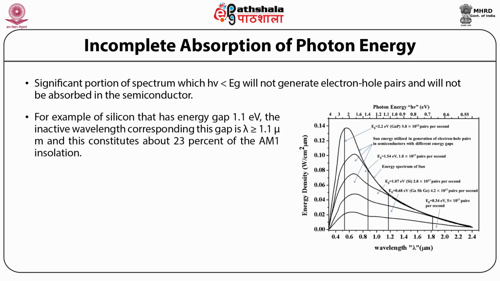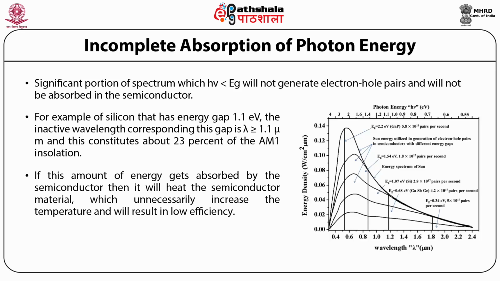Let us take an example of silicon, which has an energy gap of 1.1 electron volt. The inactive wavelength corresponding to this gap is lambda greater than or equal to 1.1 micron, and this constitutes about 23% of the AM1 insolation. If this amount of energy gets absorbed by the semiconductor, then it will heat the semiconductor material, which unnecessarily increases the temperature and will result in low efficiency.